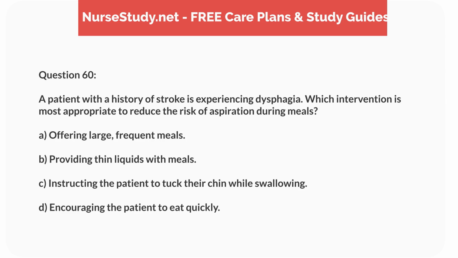Question 60. A patient with a history of stroke is experiencing dysphagia. Which intervention is most appropriate to reduce the risk of aspiration during meals? A. Offering large, frequent meals. B. Providing thin liquids with meals. C. Instructing the patient to tuck their chin while swallowing. D. Encouraging the patient to eat quickly.